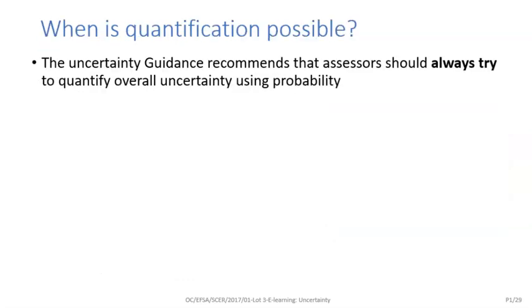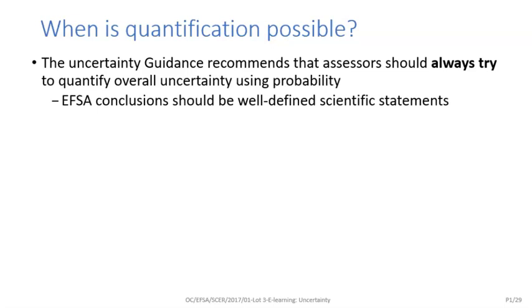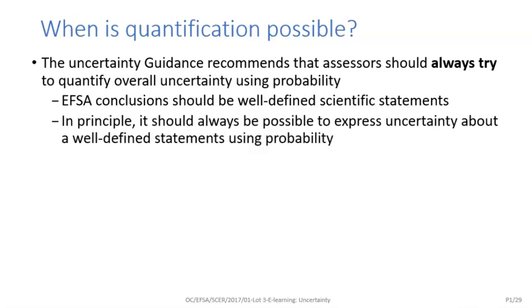So when is quantification possible? The uncertainty guidance recommends that assessors should always try to quantify overall uncertainty using probability. This should usually be possible because EFSA conclusions should be well-defined scientific statements. And, in principle, it should always be possible to express uncertainty about a well-defined statement using probability.